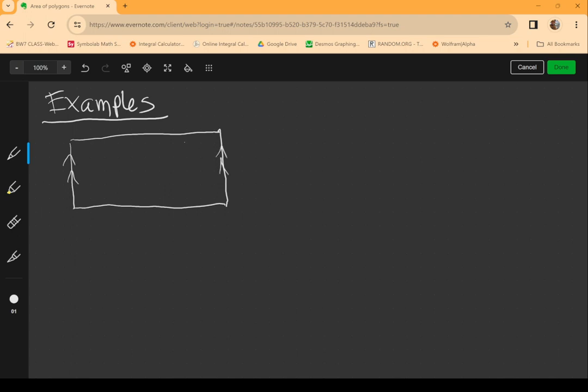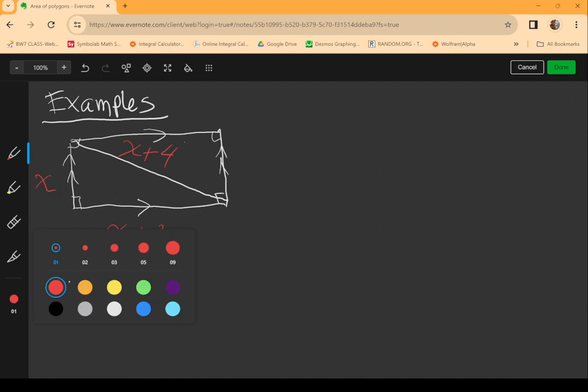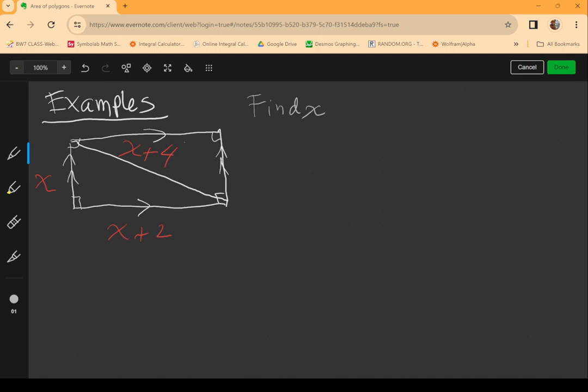So we have a rectangle here, and then we also have a diagonal here, and we are told that the length here is x, the length here is x plus 2, and then the length here would be x plus 4. And our goal here is to find x.